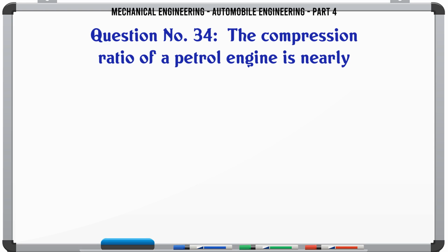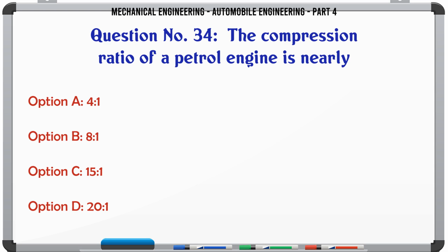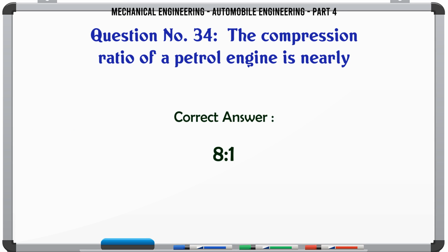The compression ratio of a petrol engine is nearly: A. 4:1, B. 8:1, C. 15:1, D. 20:1. The correct answer is 8:1.